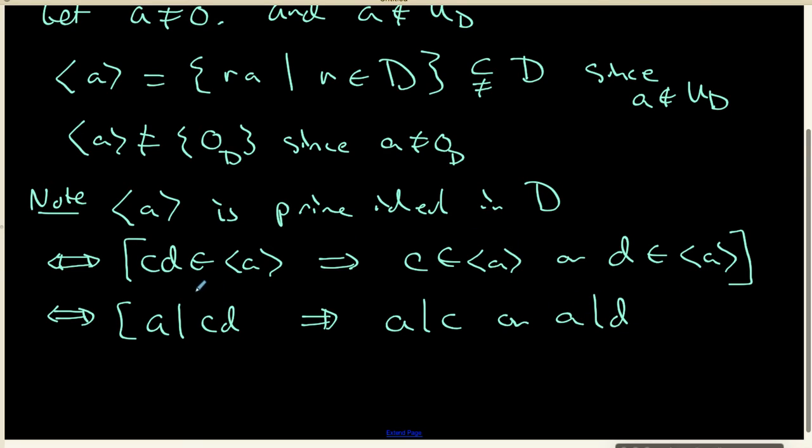I think I said that wrong, so let me say that more clearly. CD belongs to the principal ideal generated by A means A has to divide CD. And C inside the principal ideal means that A has to divide C. And D inside the principal ideal means that A divides D. So this statement here is just a translation of that statement. Of course, this is the definition, since we've already assumed that A is not a unit and A is not equal to 0. This says A is a prime element.